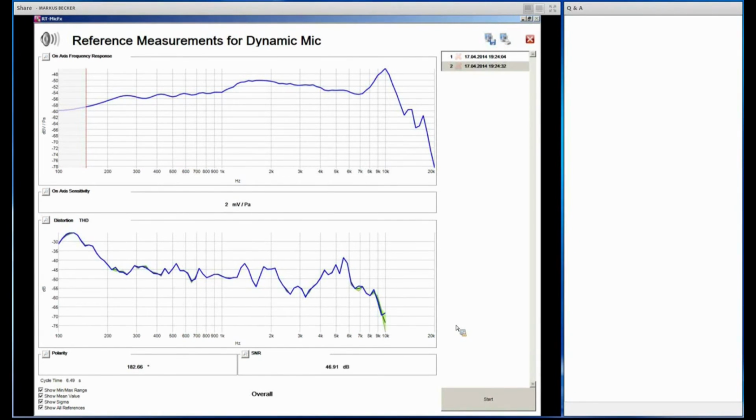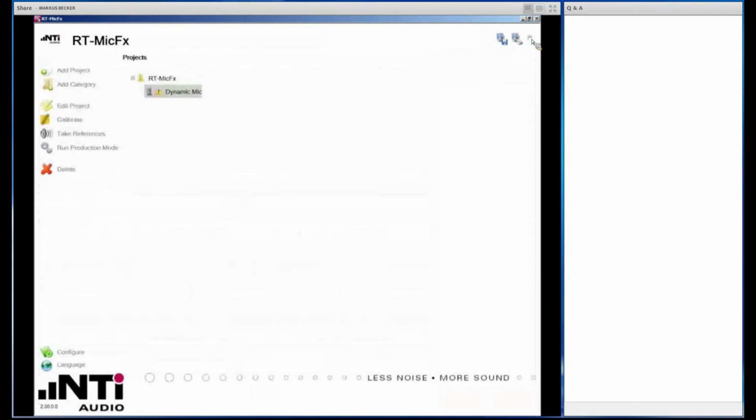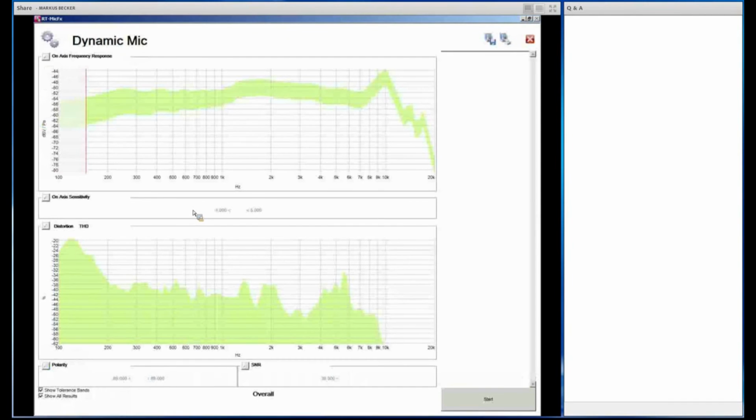I'm just repeating this measurement a few times. You see very stable results, always the same curves coming in here, very, very small fluctuations. So we have a pretty stable reference database. We can exit this mode and directly go into the production mode. And this is the one where we are now testing the microphones.